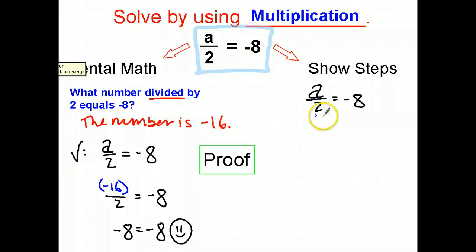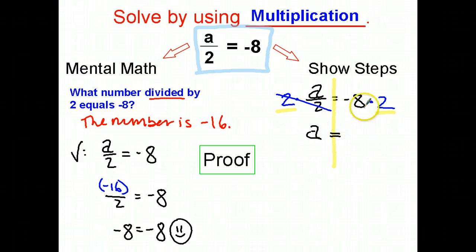So I'm going to ask myself the question, over here, what is that 2 doing? I can see again that it's dividing. So the opposite or inverse operation would be multiplying by 2 on both sides. So remember we talked about, it's really important that we have 2 separate sides to our equation. So if I do something on one side, like multiply by 2, it's important I do the exact same thing on the other. And when I multiply and divide by the same value, those cancel out, which leaves us with a all by itself equals, and negative 8 times 2 would give us negative 16.